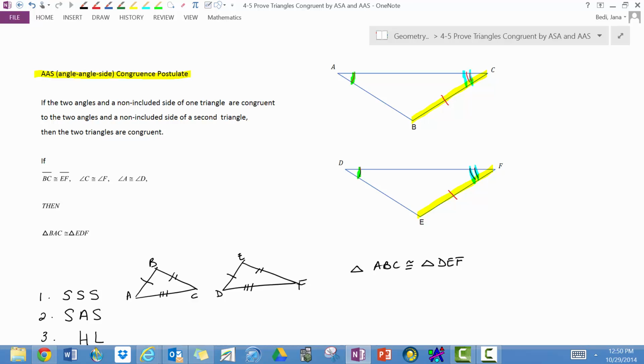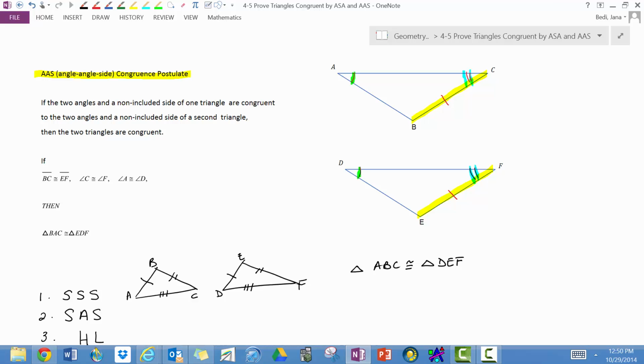So therefore, since that side is not being touched by the blue and the green angles, that side is not included between the two angles. So we say the two triangles are congruent by angle, angle, side.